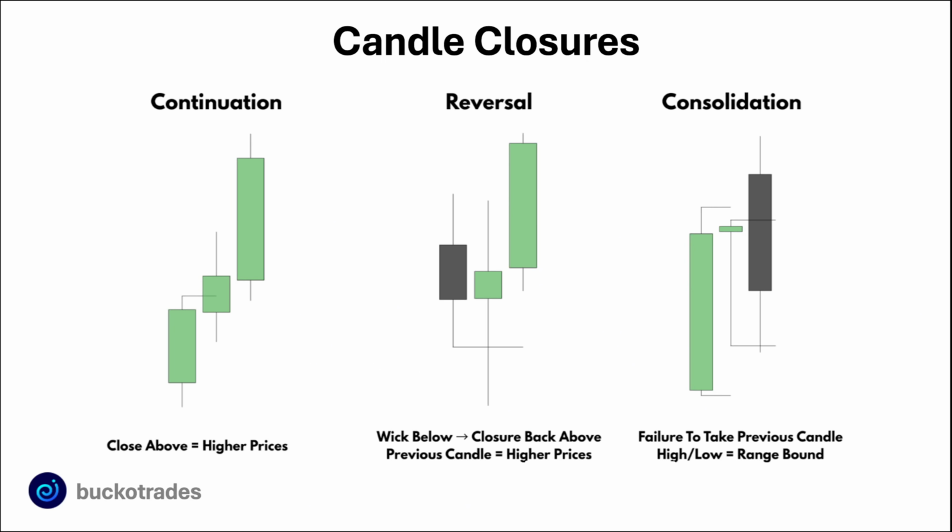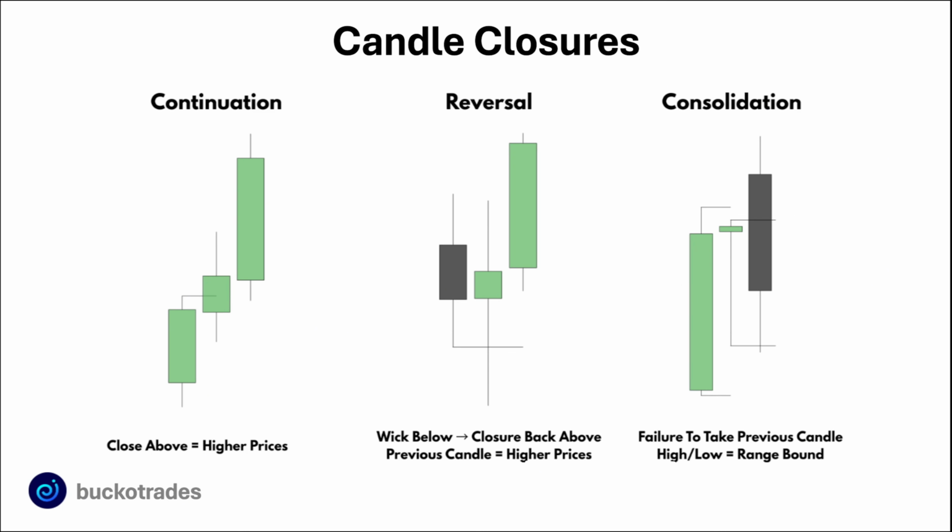So the first thing is candle closures. This is one of the most important ways, if not the most important way, of framing that daily bias. The way a candle closes gives us insight on what that next candle is likely to do. So go ahead, take a screenshot of this and really study how these candles give you insight on what the next candle is likely to do.